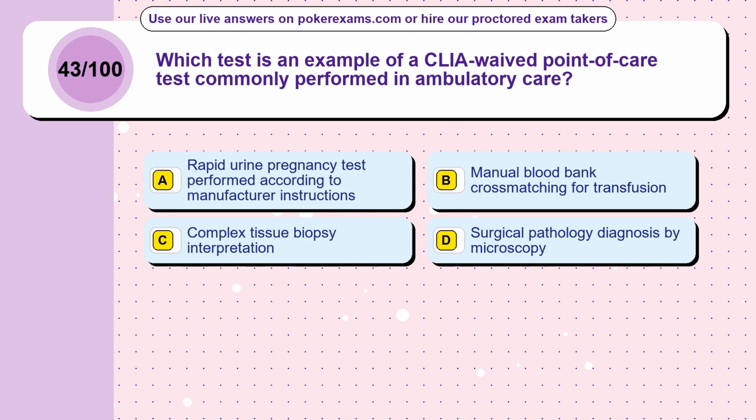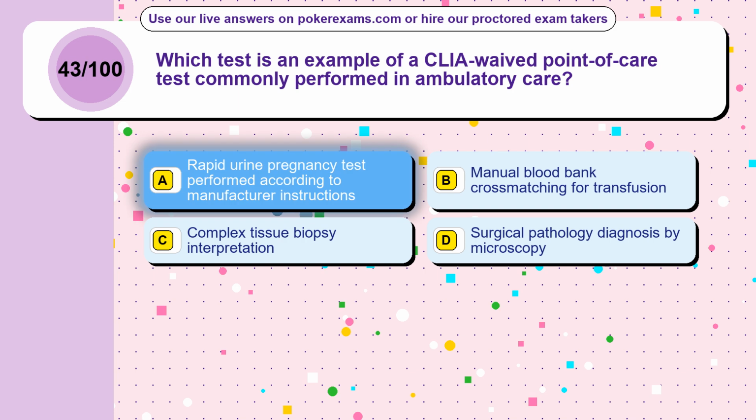Question 43. Which test is an example of a CLIA-waived point-of-care test commonly performed in ambulatory care? Option A. Rapid urine pregnancy test performed according to manufacturer instructions. Option B. Manual blood bank cross-matching for transfusion. Option C. Complex tissue biopsy interpretation. Option D. Surgical pathology diagnosis by microscopy.